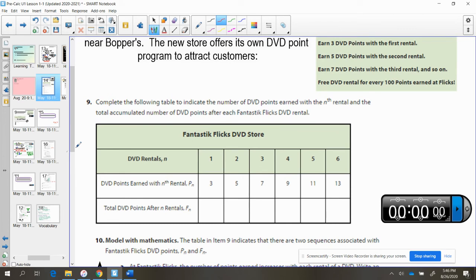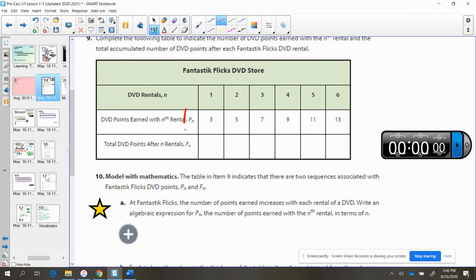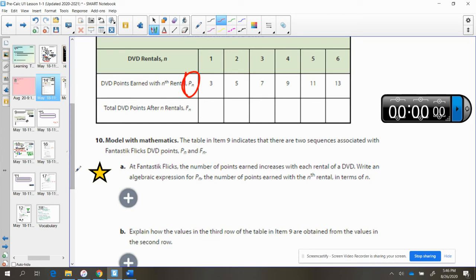There's 2 separate sequences actually acting at once here. The first being the number of points you're getting. And so each time, notice in this sequence, you are adding 2 points each time to what you're earning. So there's a sequence right now, p sub n, which is actually the same as what we talked about previously with Boppers, 2n plus 1. Now, there's a second sequence acting, and that's f sub n. So we need to first come up with that sequence.